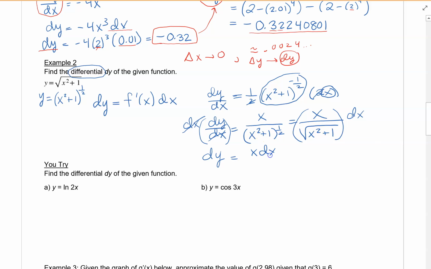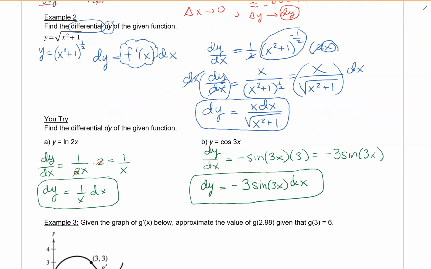I could even put dx in the numerator if I wanted to. Either way, you can either be off to the side like this or in the numerator. But that's pretty much it. So when you're finding a differential as an expression, you literally just find the derivative of the function and multiply it by dx. So why don't you guys try that down here?